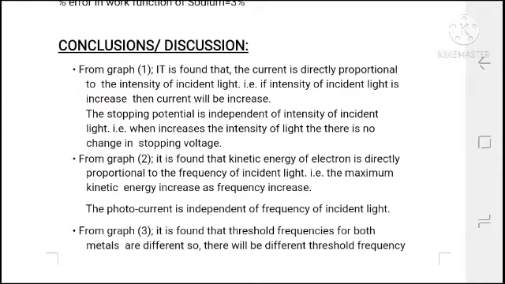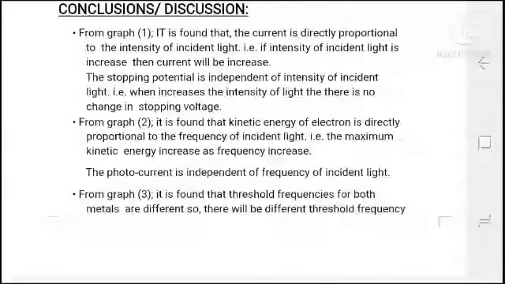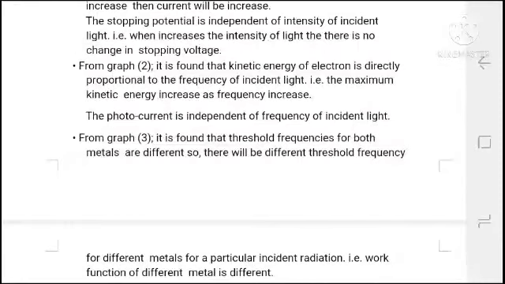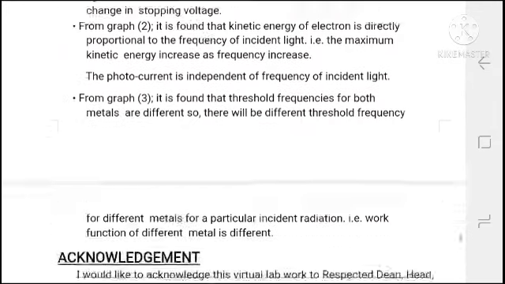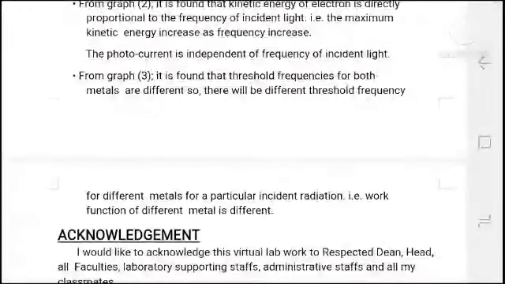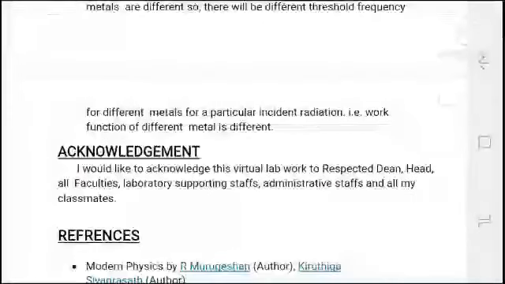And from graph 2, it is found that kinetic energy of electron is directly proportional to the frequency of incident light. That is, maximum kinetic energy increases as the frequency increases. Similarly, from graph 3, it is found that threshold frequency for both metal are different. So there will be different threshold frequency for different metal for particular incident radiation, that is work function of different metal is different.